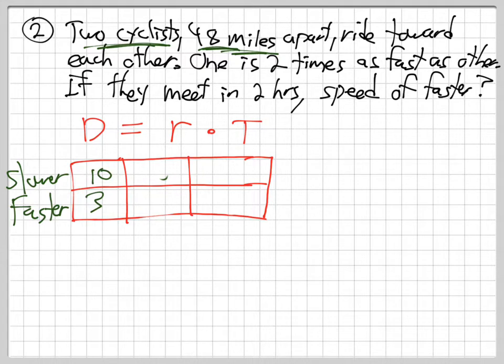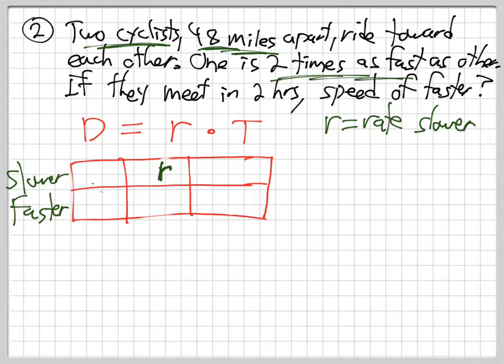All right. So now they already told me what to do. They said, let R equal the rate of the slower. So I'll go slower rate, R, right there. They told me to do that, so I'll do it. There's the R. They said, let R be the rate of the slower. So if that's R, what's the rate of the faster? What's it got to be? It's got to be 2 times faster. So if he's R, then the other guy is 2R. Twice as fast, huh? 2R.